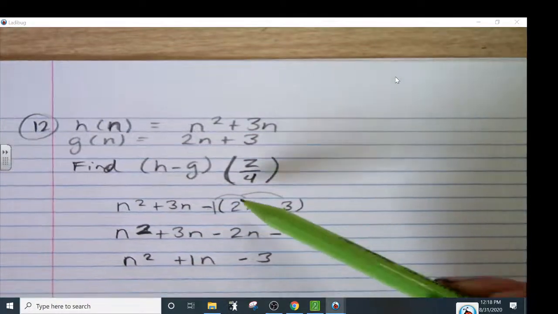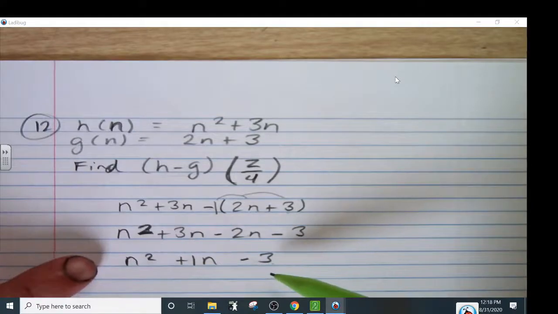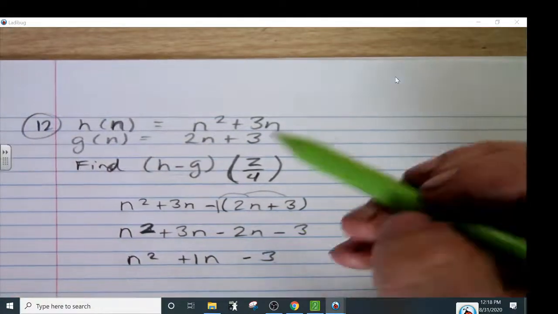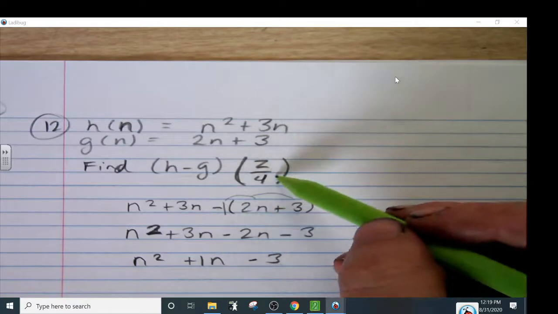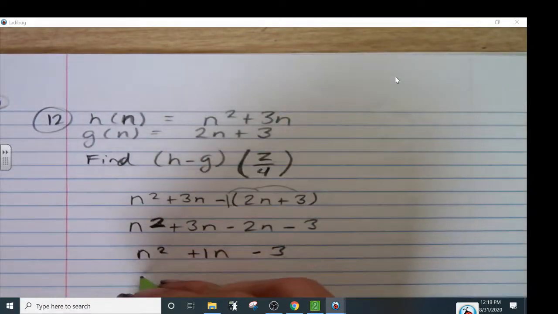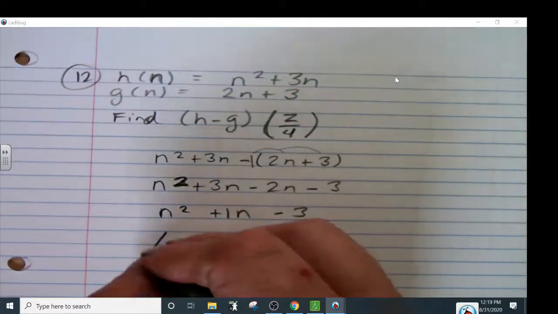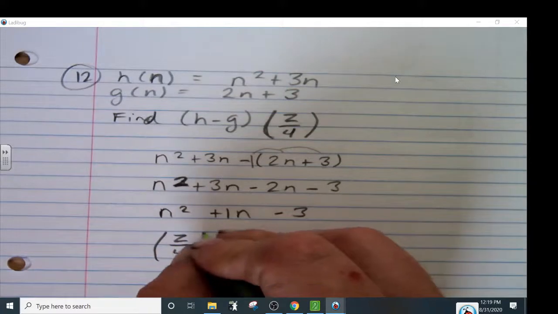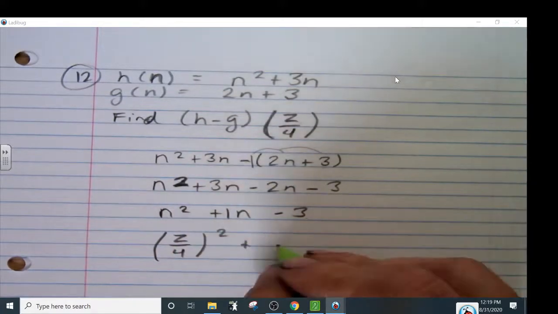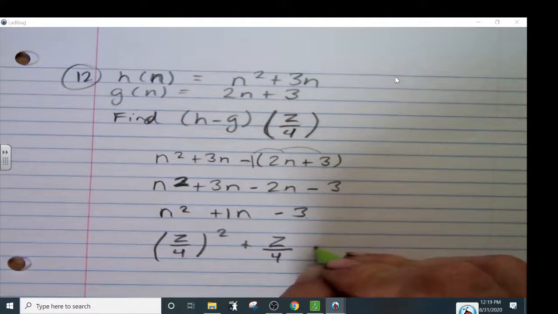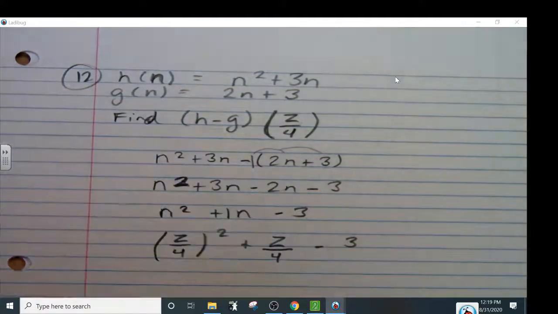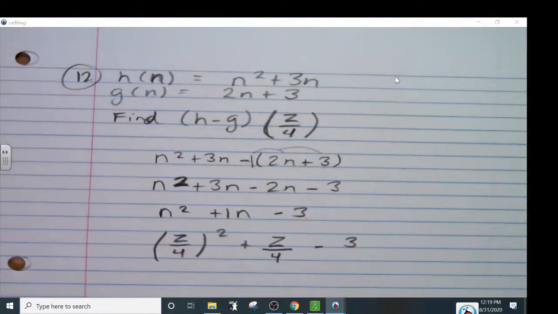Now's the time to put in. Now, guys, everybody see this in its lowest terms, right? You can't do anything else with it, right? Now's the time to plug in the input value. So what that's going to look like is this. Everywhere I see a variable, I'm going to plug this input value in. So z divided by 4 squared plus z divided by 4 minus 3. This is probably, besides number 10, the most difficult problem on here, I would say.